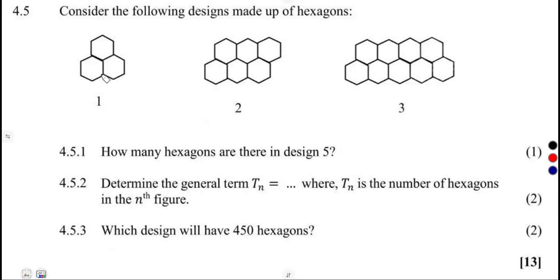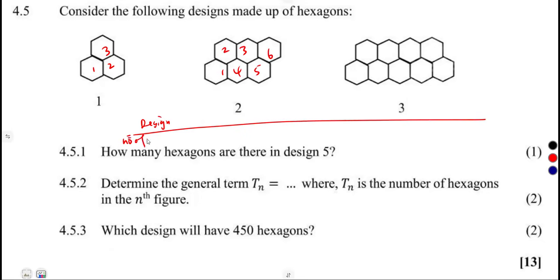All right, so the first one, they are 1, 2, 3, 1, 2, 3, 4, 5, 6, and so on. So how many hexagons are there in design 5? We do not see design 5, but we can tell from what we're given here. Design 1, there are 3 hexagons. On design 2, there are 6 hexagons. On design 3, there are 1, 2, 3, 4, 5, 6, 7, 8, 9. There are 9 of them.